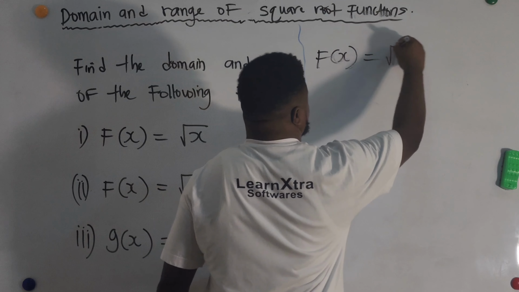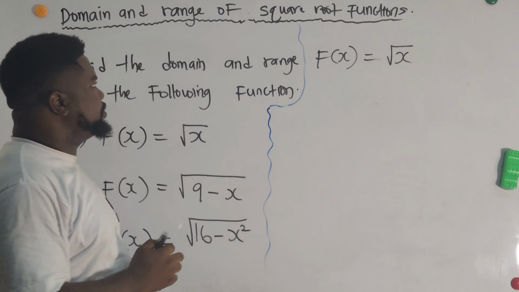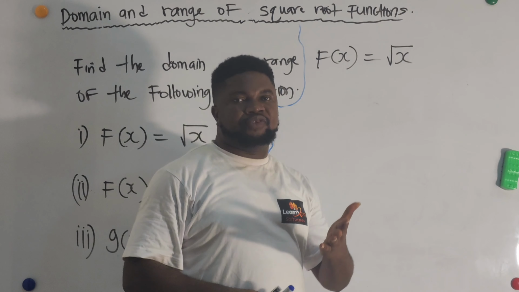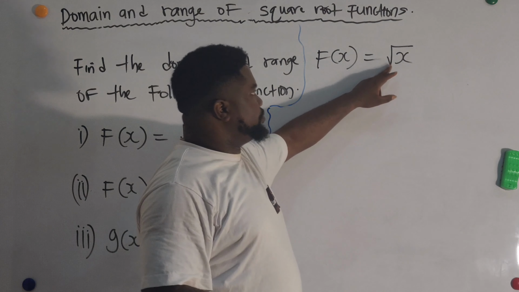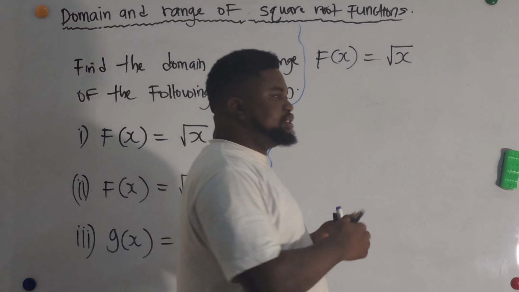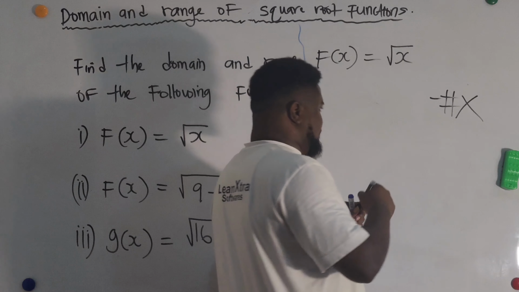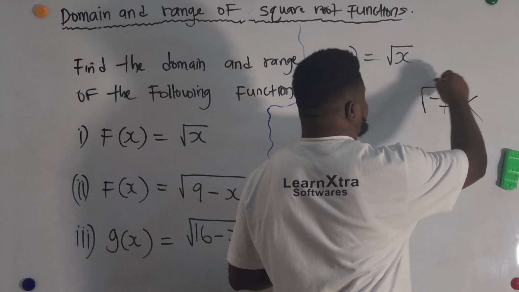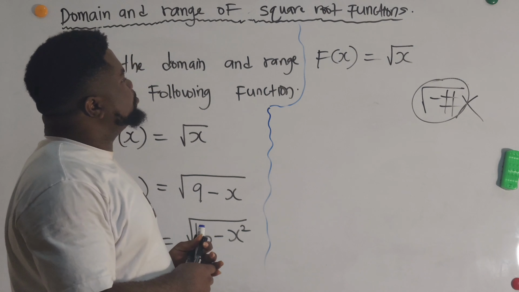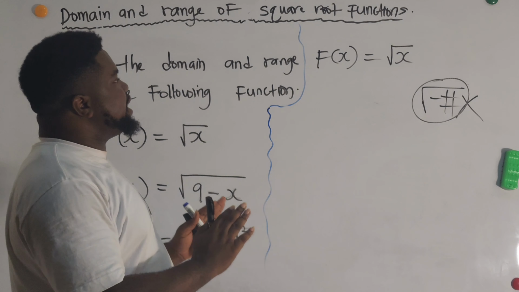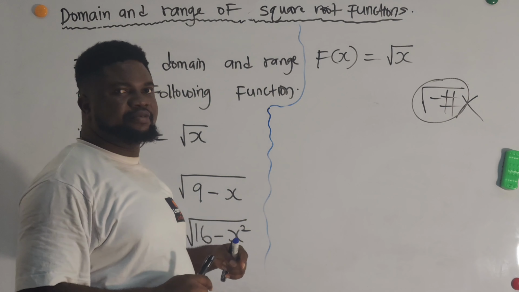f of x is equal to root x. Now for square root functions, for real value functions like this, we can't take the root of a negative number. We don't do that. We can't take the square root of a negative number. We don't do that. That means we are going to make our input have to stay such that it won't be negative.